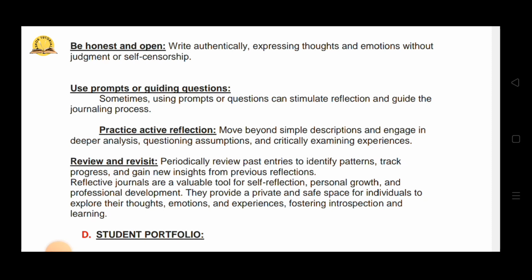See, we human beings have an ego problem, right? We don't want to admit. When we make certain mistakes, we don't want to admit. That is the problem we humans have. Ego comes in, but ego is useless. Ego is useless. So try as much as possible to be transparent in whatever you are doing as teachers and educators, right? Then use prompts or guiding questions. Sometimes using prompts or questions can stimulate reflection and guide the journaling process.